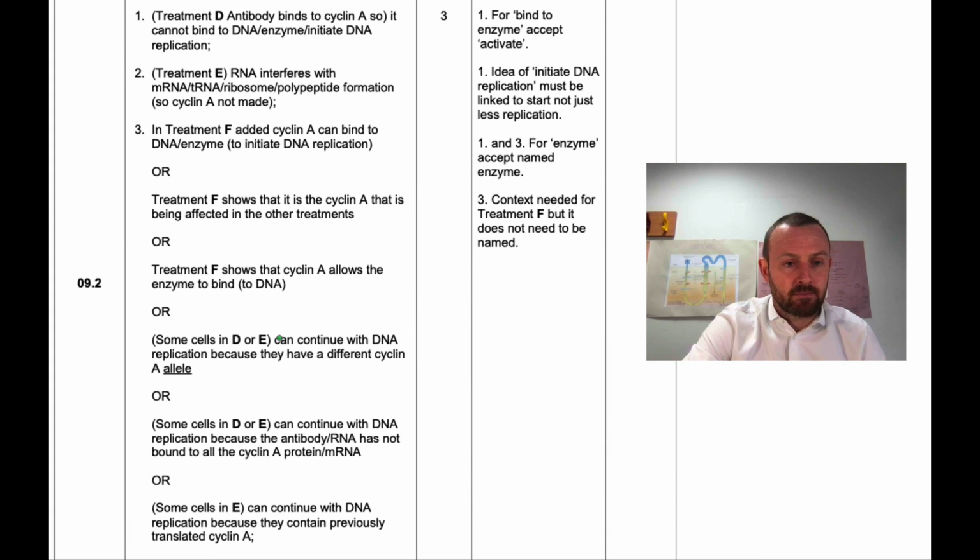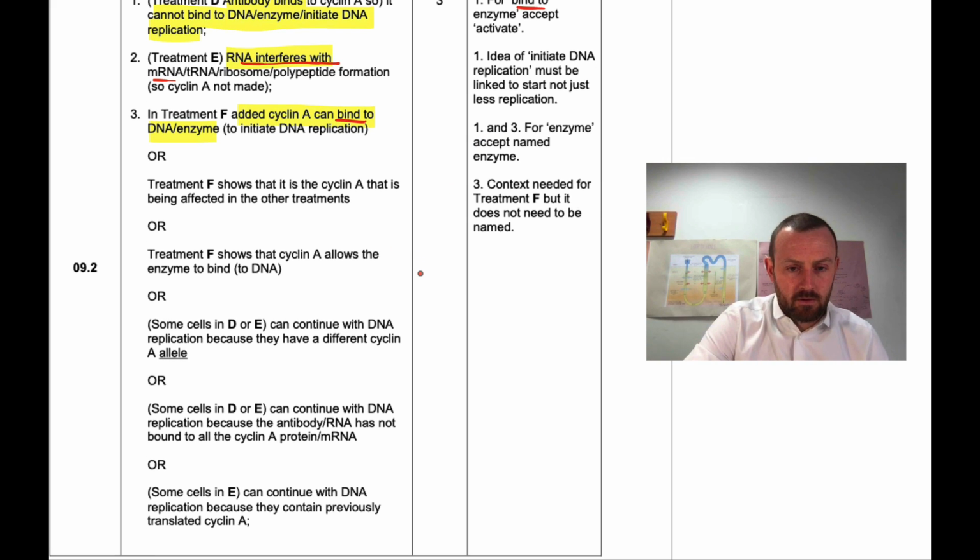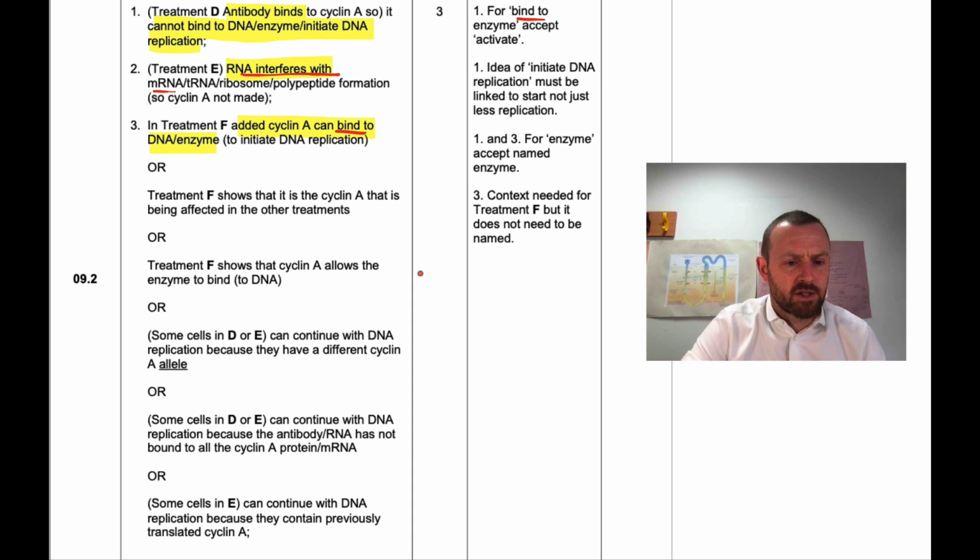Oh boy, loads of things. Okay, so the antibody binds, so it cannot bind to the initiator, etc. That's what we said. Treatment E, RNA. I didn't say RNAi. I need to say the RNA interferes with the messenger RNA. In treatment F, the added cyclin A can bind. You need to mention the binding. Yeah, they really want you to say this. You need bind. So much binding is required in these answers. I'll pause there. You can have a look through. If you wrote it in a different way, there are many different ways you could express this answer.